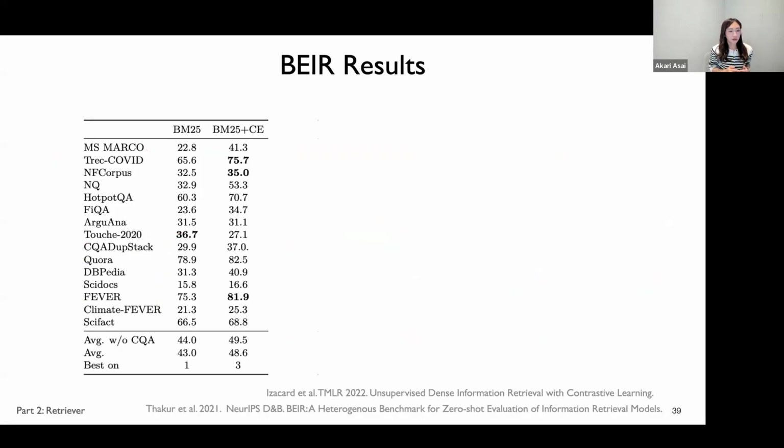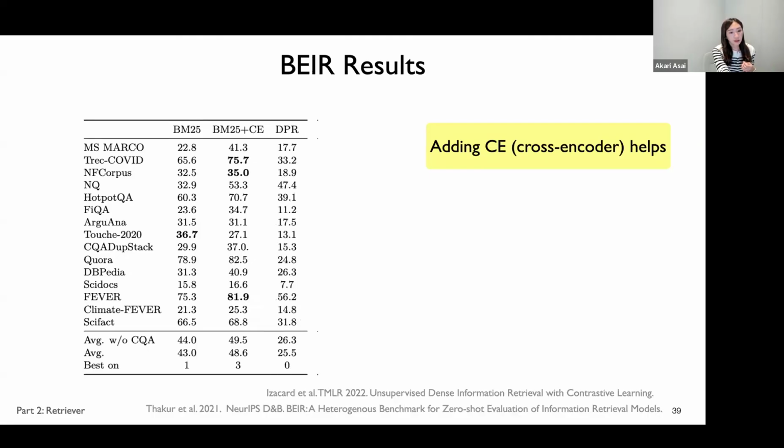When we look at the model performance on this BEIR benchmark, we can clearly see why existing cross-encoder-based reranking or unsupervised training is effective. This is a result from the Contriever paper, and they have some comparison between different baselines. As you can see, by adding a cross-encoder on top of BM25, we can see massive improvement from the original BM25-only result. This result shows that using a reranking model is quite helpful.